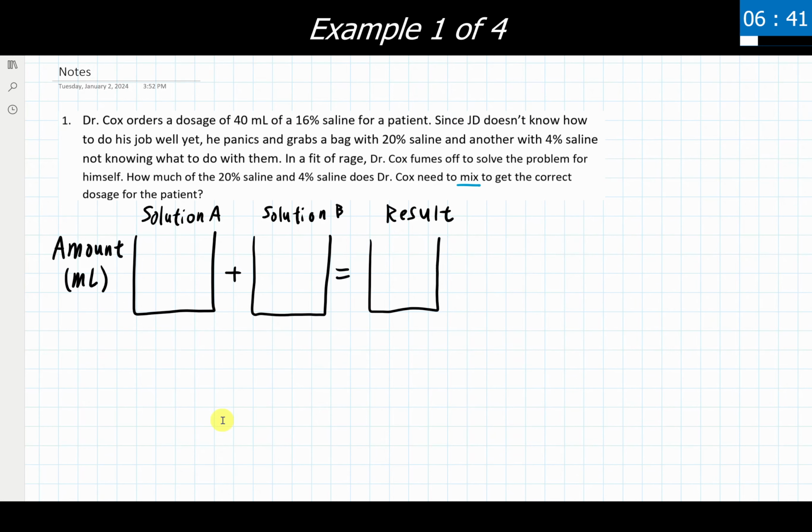And now I have the concentration right down here. This is the part that again gets people into a lot of trouble. For this class, we can only track one single type of percent in this entire problem.